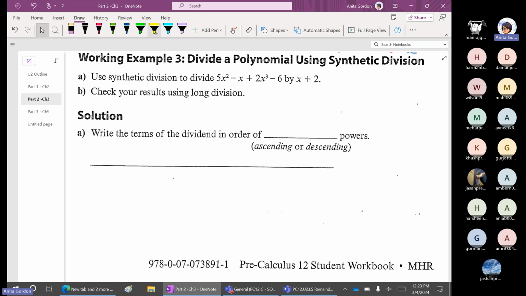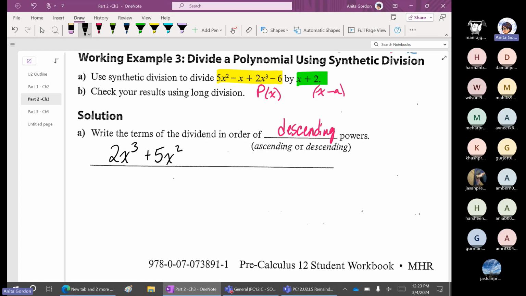Okay, so if this is our equation and this is our divisor, so this is p of x and this is x minus a, we want to write the dividend in descending order first. Let's rewrite it. Highest degree there is 3. So this is 2x cubed plus 5x squared minus x minus 6. I also check to make sure that every degree is represented. 3, 2, 1, 0. We're all here.